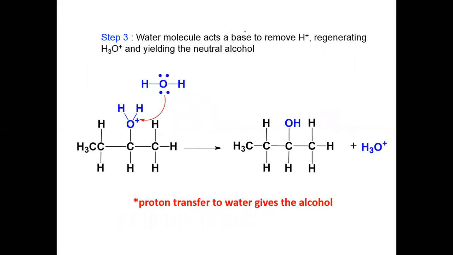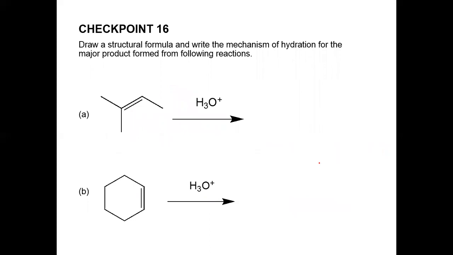Okay, step 3. Sebiji lagi water molecule pergi tarik hidrogen kat sini. So bila tarik hidrogen kat sini, OH akan kekal kat sini, H akan jadi H3O plus balik. Okay, proton transfer to water gives an alcohol. So, H dah belah kat situ, OH akan kekal kat sini menjadikan dia alkohol. Okay, checkpoint, try buat.